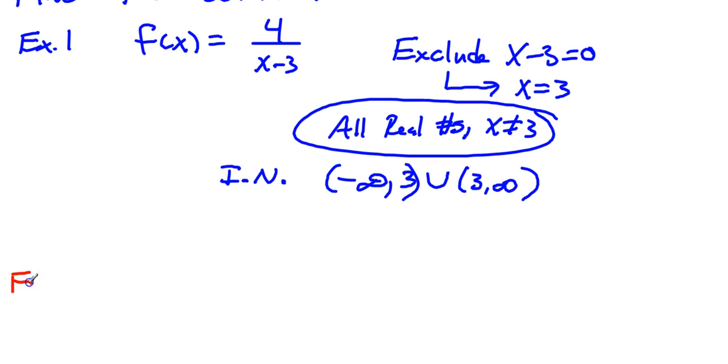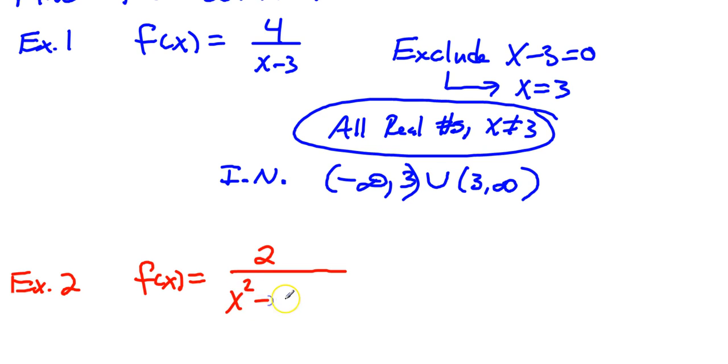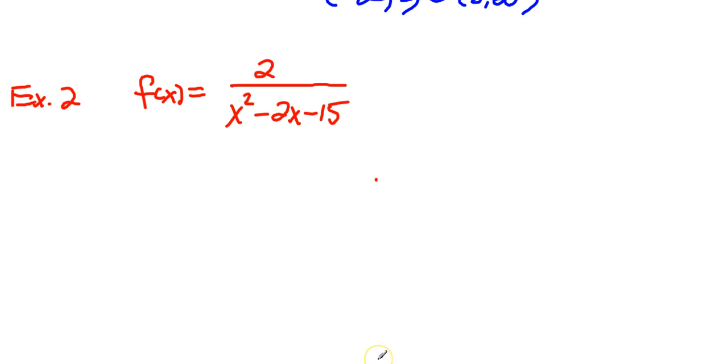The only other thing that they may ask you to do is you may have something like this, where, again, you've still got the denominator. So we've got x squared minus 2x minus 15. So that's your excluded values that you've got to worry about.